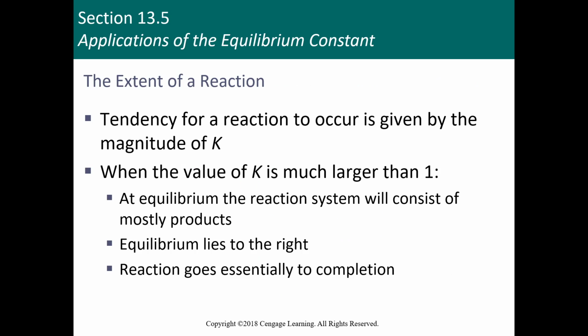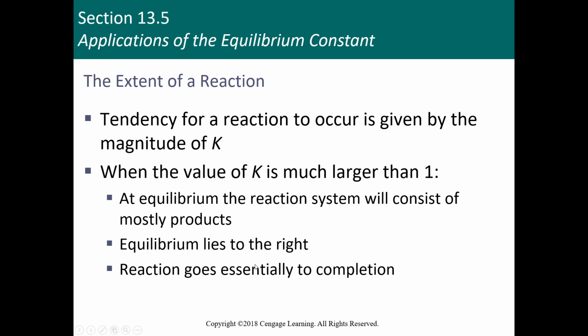So the extent of your reaction, the tendency for a reaction to occur, is given by the magnitude of K. When the value of K is much larger than 1, at equilibrium, the reaction system will consist mostly of products. How do I know that? Well, K, the equilibrium expression, will always be products over reactants. If it is much larger than 1, then that means I have a lot more products than reactants. The numerator is larger. Equilibrium will lie far to the right. Again, why am I saying far to the right? Well, products are always on the right, correct? So it lies far to the right.